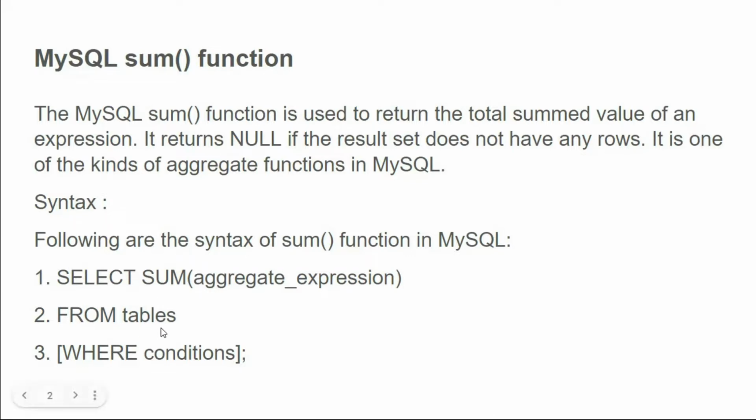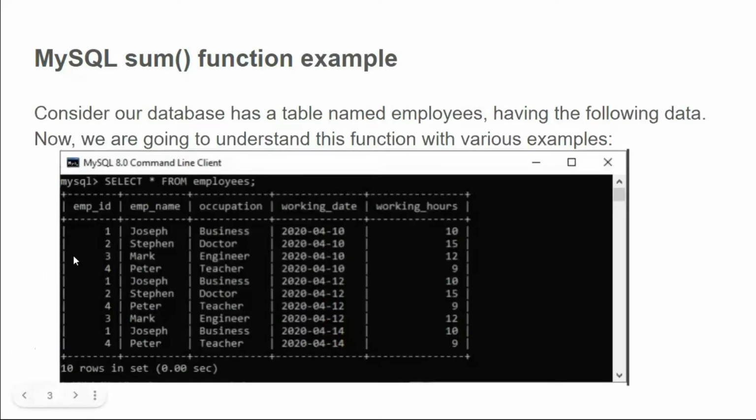Then the table, from which table you're trying to get the value, and the WHERE condition is optional. If you have any specific condition on a table, that can be used. We will see certain examples based on the given table. This table consists of employee ID, name, occupation, working title, and working hours. So our database has a table named employee having the following data, and we are going to understand these functions based on various example queries.